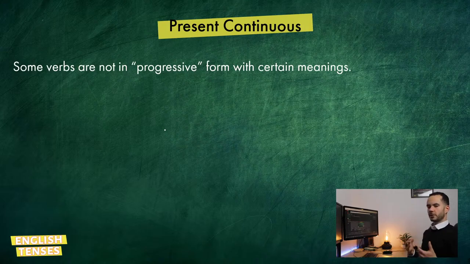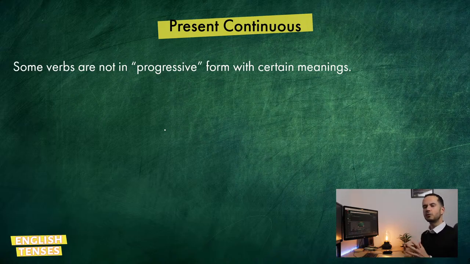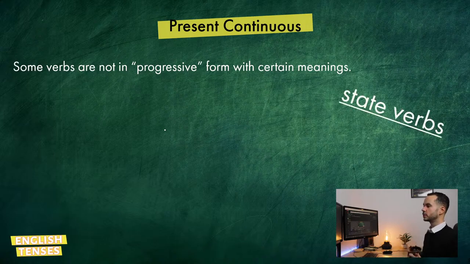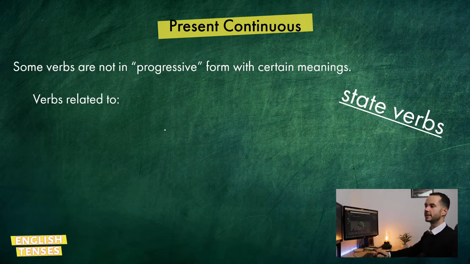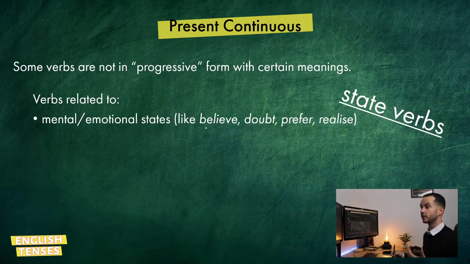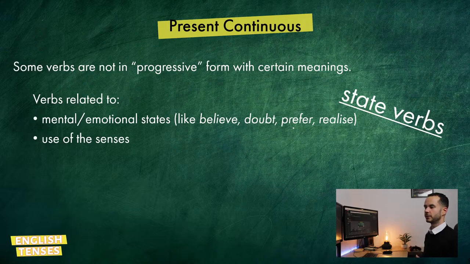Now, there are some issues when we look at particular verbs and their use in present continuous, because some verbs simply do not appear in present continuous form or progressive form when we talk about specific meanings. So, we call these verbs state verbs. There's a long list of state verbs, but in general, these are verbs related to mental or emotional states like believe, doubt, prefer, and realize. So you won't say something like, oh, I am believing in God, right? Believe is something that's kind of fixed. And because it's fixed, we use present simple here. So we can't use believe in progressive form. We can't say believing.